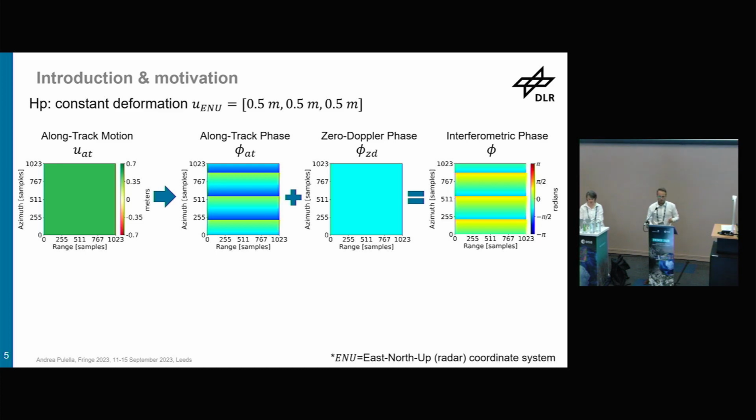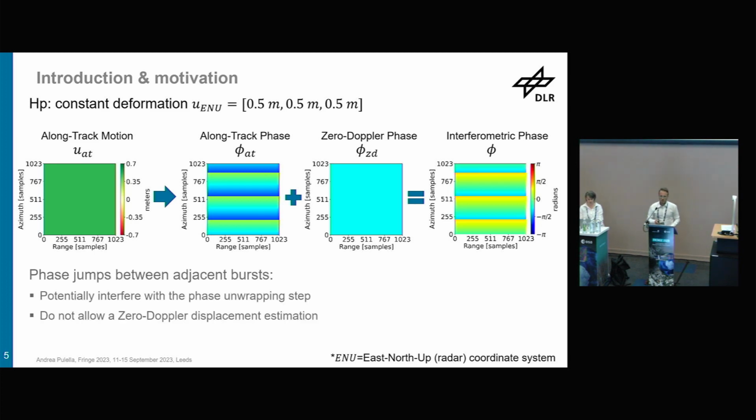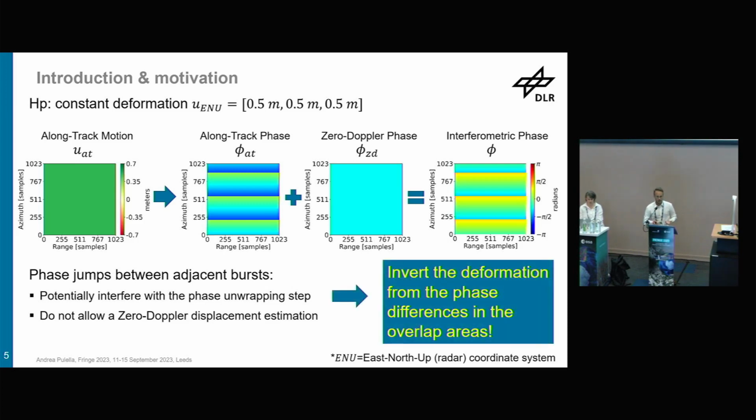What we would like to have is a zero Doppler phase, so a contribution that has no jumps. We can model the interferometric phase as the sum of these 2 contributions: the along-track phase associated with the motion and the zero Doppler phase. Phase jumps between adjacent bursts potentially interfere with the phase unwrapping step and do not allow the Doppler displacement estimation. How can we solve the problem?